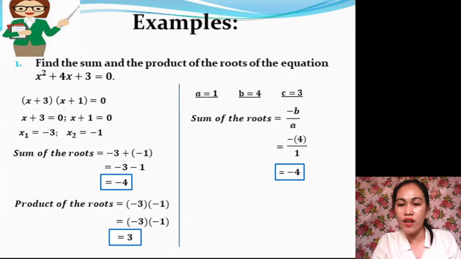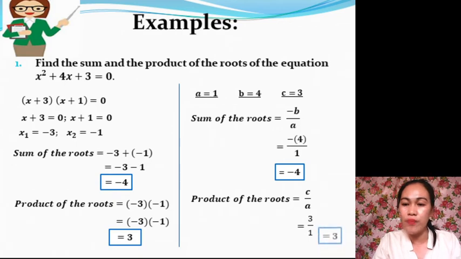For the product of the roots, we have c over a. And we substitute the value of c and a in the formula. So we have 3 over 1. It gives you positive 3. So we have the same answer. So that's how to determine the sum and product of the roots of quadratic equation.